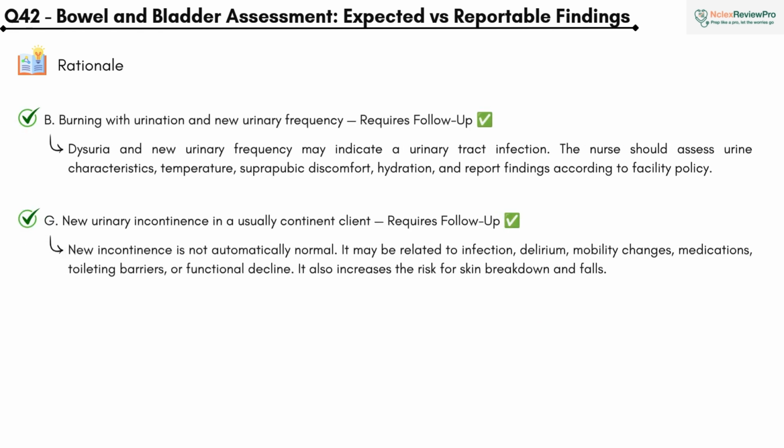Option B is the fourth priority. Burning with urination and new urinary frequency may indicate a urinary tract infection. The nurse should assess urine characteristics, temperature, suprapubic discomfort, hydration status, and report findings according to facility policy. Option G is the fifth priority. New urinary incontinence in a client who is usually continent is not automatically normal. It may be related to infection, delirium, mobility changes, medications, toileting barriers, or functional decline. It also increases the risk for skin breakdown and falls.